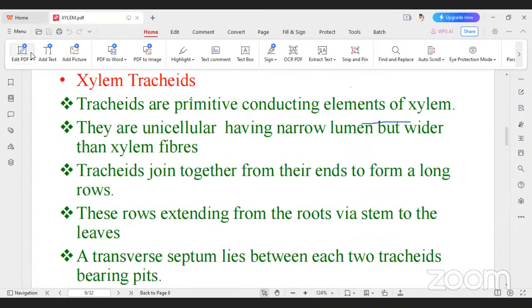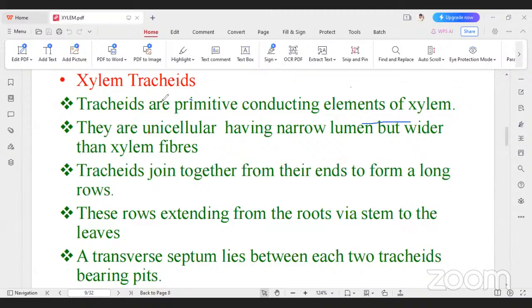So now let's discuss one by one again the xylem tracheids. Already these points were all discussed. Xylem tracheids are a primitive conducting tissue. They are unicellular, having a narrow lumen but wider than xylem fiber. One difference from xylem fiber. Let me take a marker.